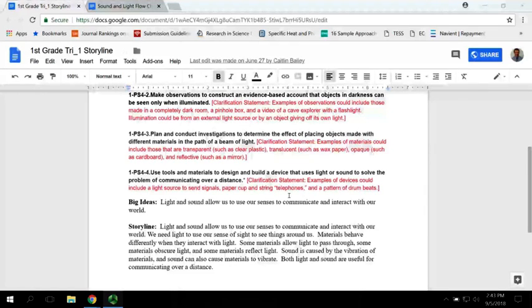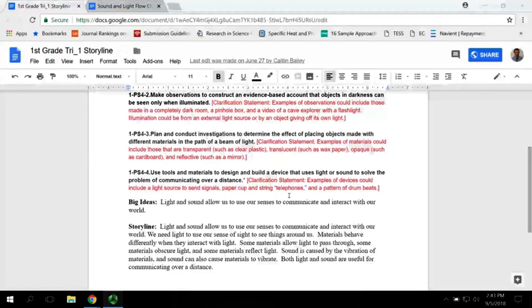The storyline is more for the teachers to wrap your head around how this flows together. As light and sound allow us to use our senses to communicate and interact with our world, we need light to use our sense of sight to see things around us. Materials behave differently when they interact with light. Some materials allow light to pass through, some materials obscure light, and some materials reflect light.